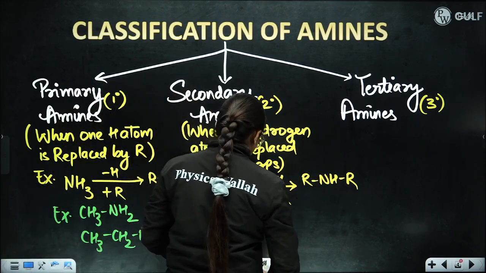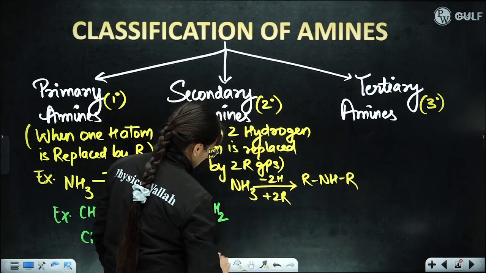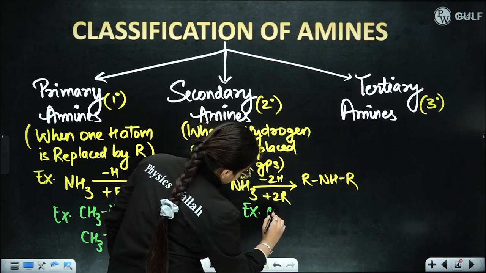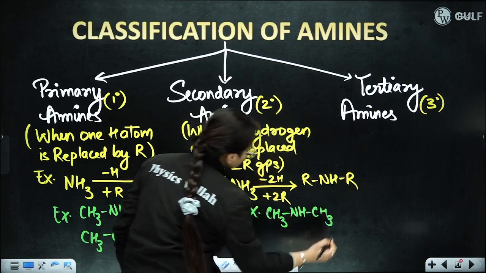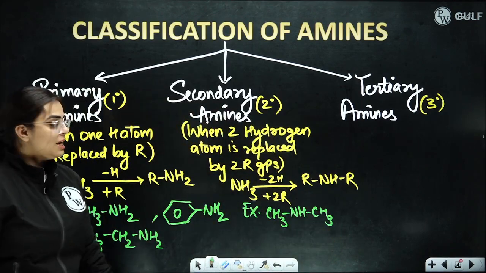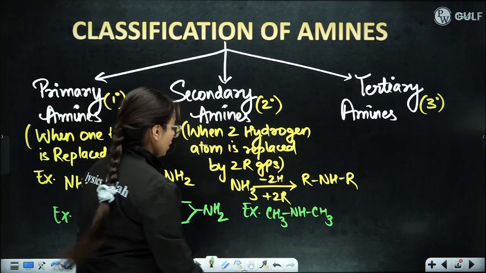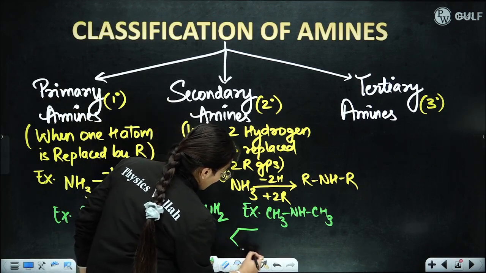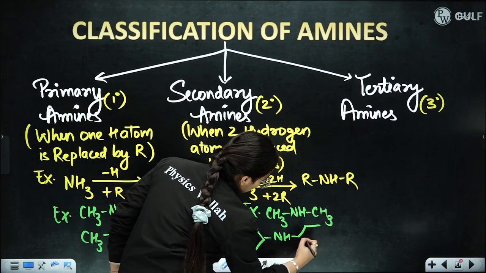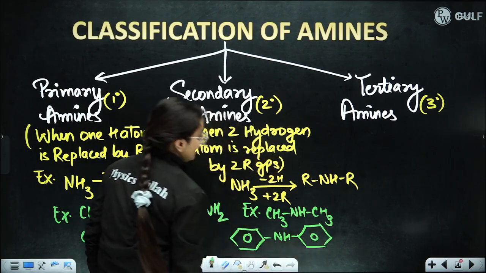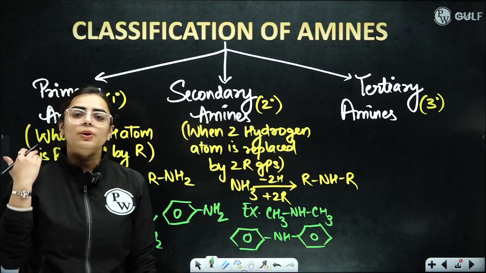So let's take a few examples of this as well. That is going to be CH3NHCH3. I hope this is also clear to each and every one of you. You can even take an aromatic ring over here. So if you are taking an aromatic ring, it is going to be like this. I hope this is clear and fine to everyone.